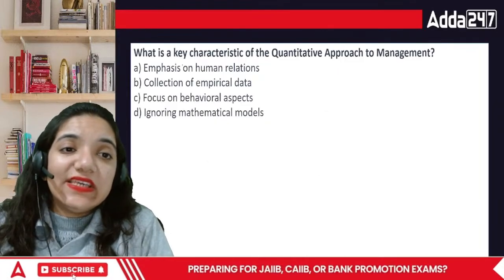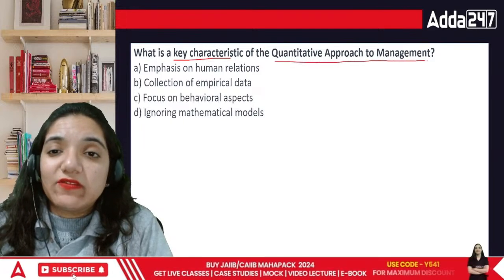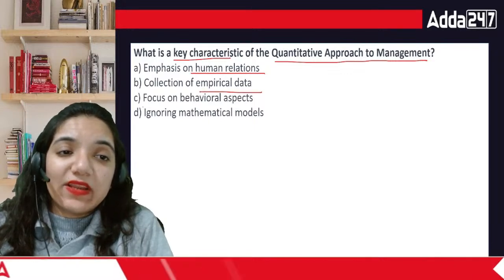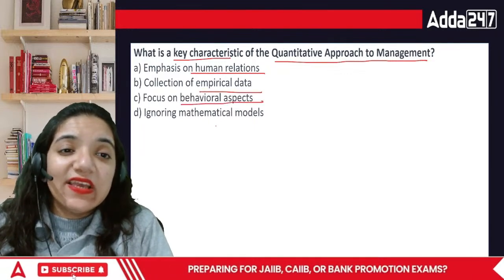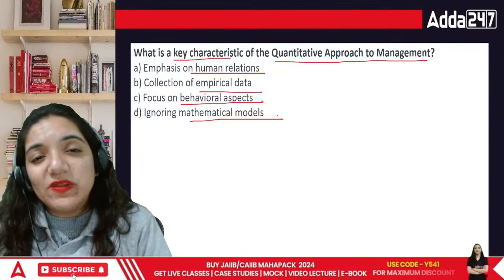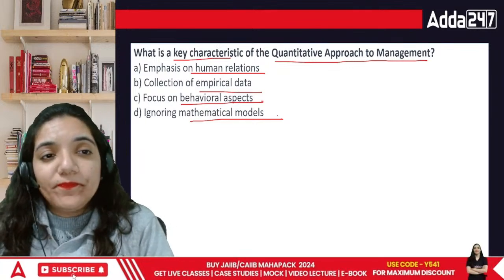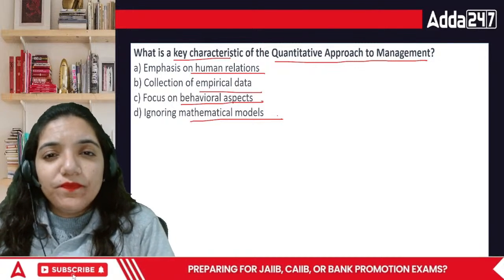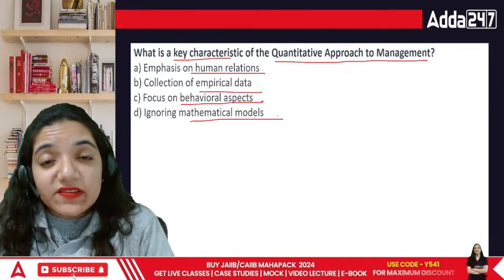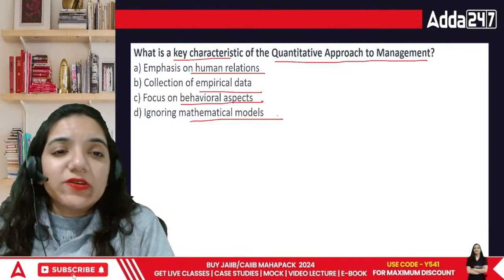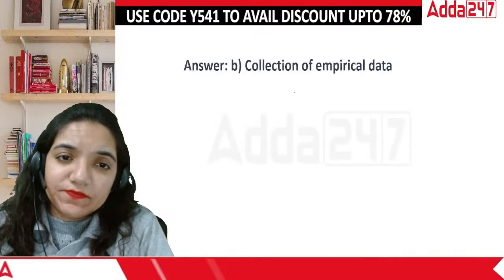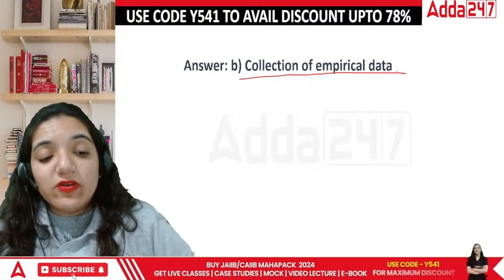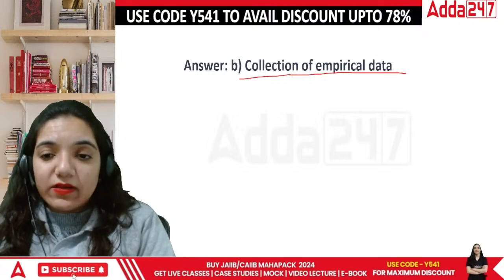Then, what is the key characteristic of the quantitative approach to management? Emphasis on human relations, collection of empirical data, focus on behavioral aspects, ignoring mathematical models. What would be the answer according to you? When we talk about the key characteristics of quantitative, it is collection of the empirical data. You collect the data regarding the average number of people involved. All those things are included in the empirical data overall.